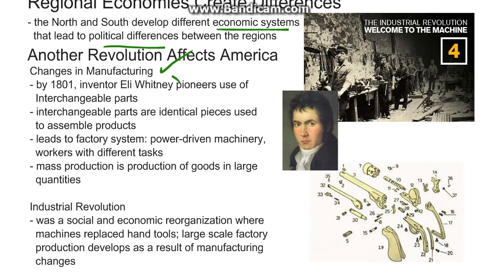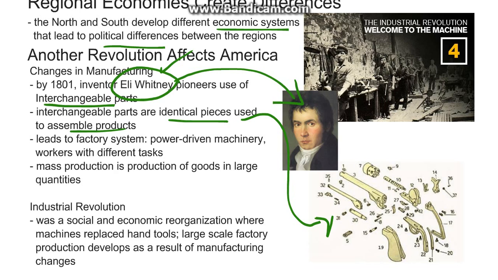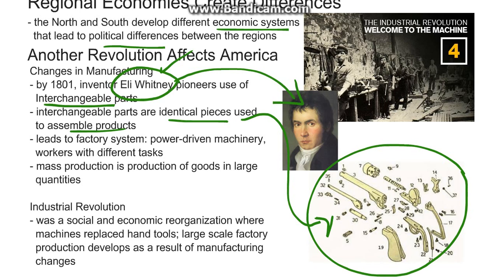By 1801, inventor Eli Whitney, who is pictured here, pioneers the use of something called interchangeable parts. Interchangeable parts are identical pieces that are used to assemble products. The first product that he created using interchangeable parts is guns, which can be seen here, and you can see all of the different interchangeable parts that are put together to make the weapon.